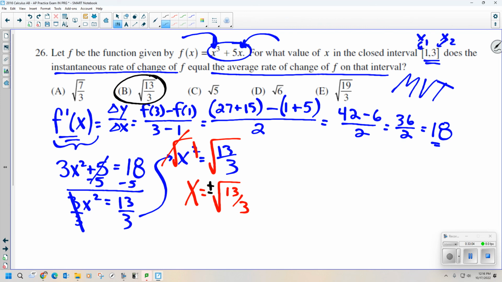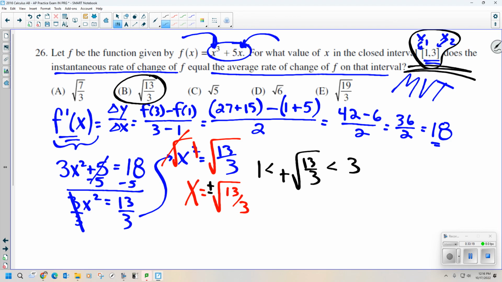The square root of 13 over 3 is between my interval 1 and 3. Okay? So the positive version of this is in between 1 and 3, the interval they gave us. This one is not. Obviously, that's a negative value. That's less than 1. So I don't want the negative version here. Just the positive version, which is choice B.